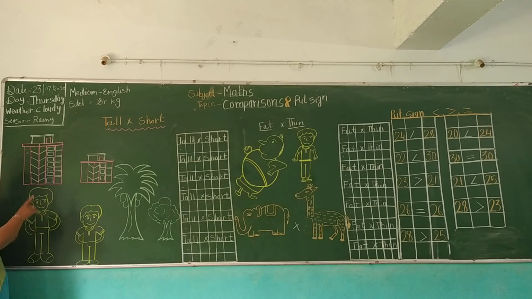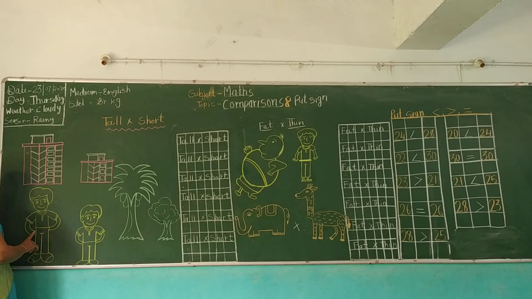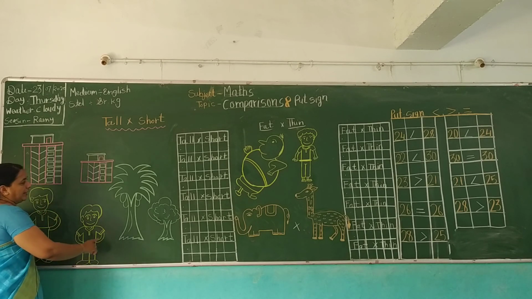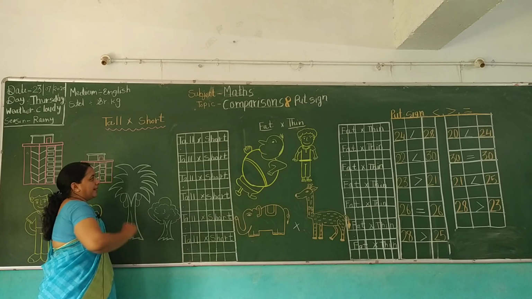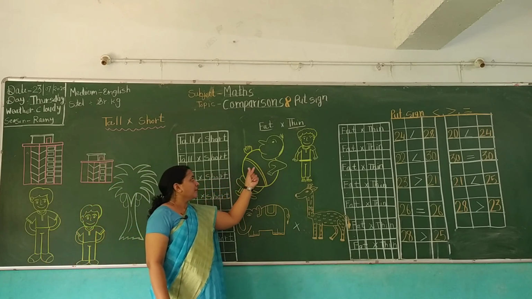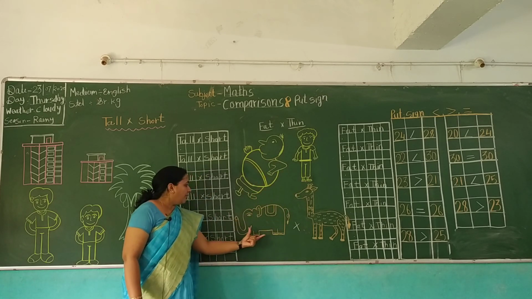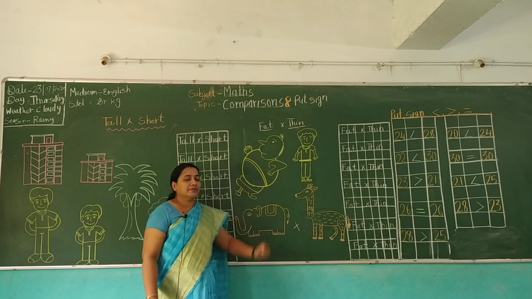Now again I repeat, today I will explain comparison: tall and short. So many objects I drew on the board. Tall building, short building, tall boy, short boy, tall tree and short tree. That means tall and short. And next is fat and thin. It's a fat man, it's a thin man. And fat elephant and thin giraffe. Okay.